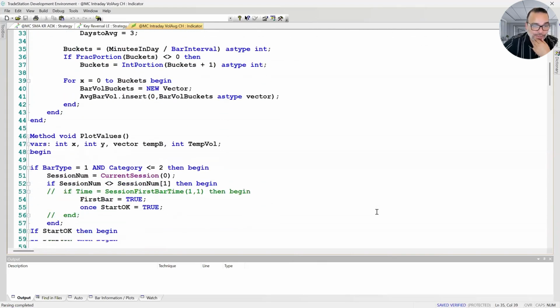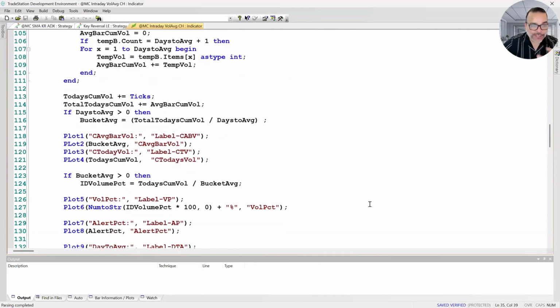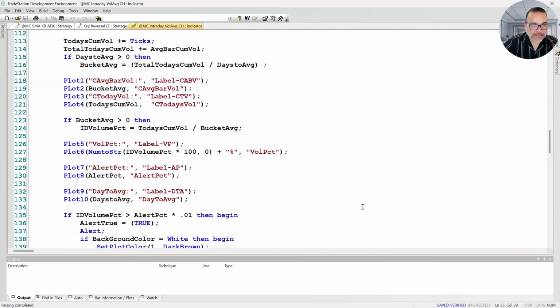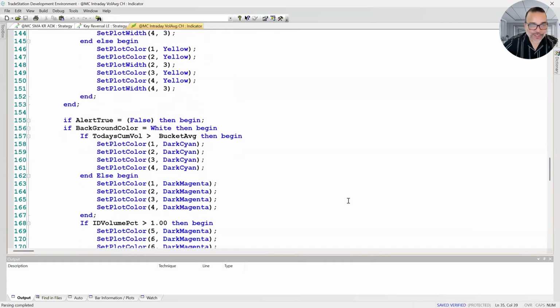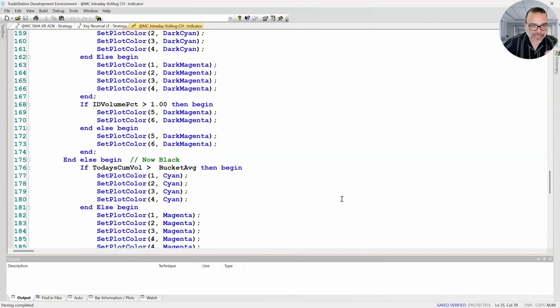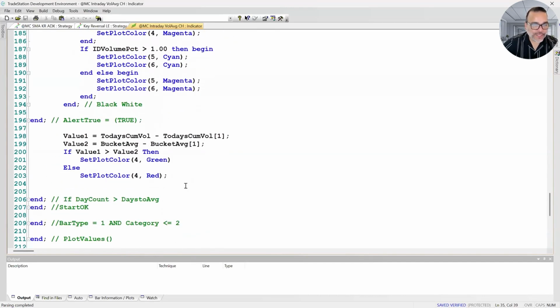What I wanted to show you down here is the crosses. This does all the plots, and this indicator is longer than usual because it also works in RadarScreen, so it has to do certain things differently there. But if I scroll all the way to the bottom, here it is, line 198. This is what sets the color of the cross to green or red.